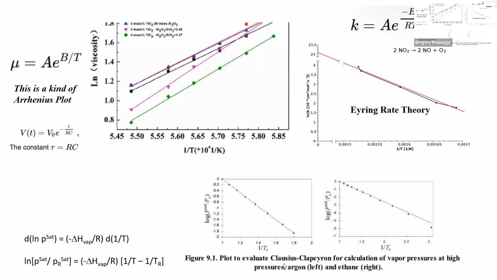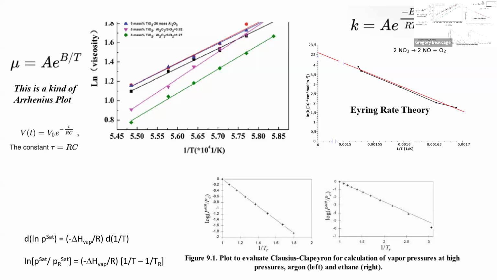So you have Clausius-Clapeyron, log of pressure versus 1 over T. Arrhenius, log of viscosity versus 1 over T, and Eyring rate theory, chemical reaction rate versus 1 over T. It's like the general rule. And the slope of these things is always something that has units of energy. For the Clausius-Clapeyron, it's the enthalpy. For the Arrhenius, it's activation energy, and for Eyring rate, it's the activation energy for the process that's going on.